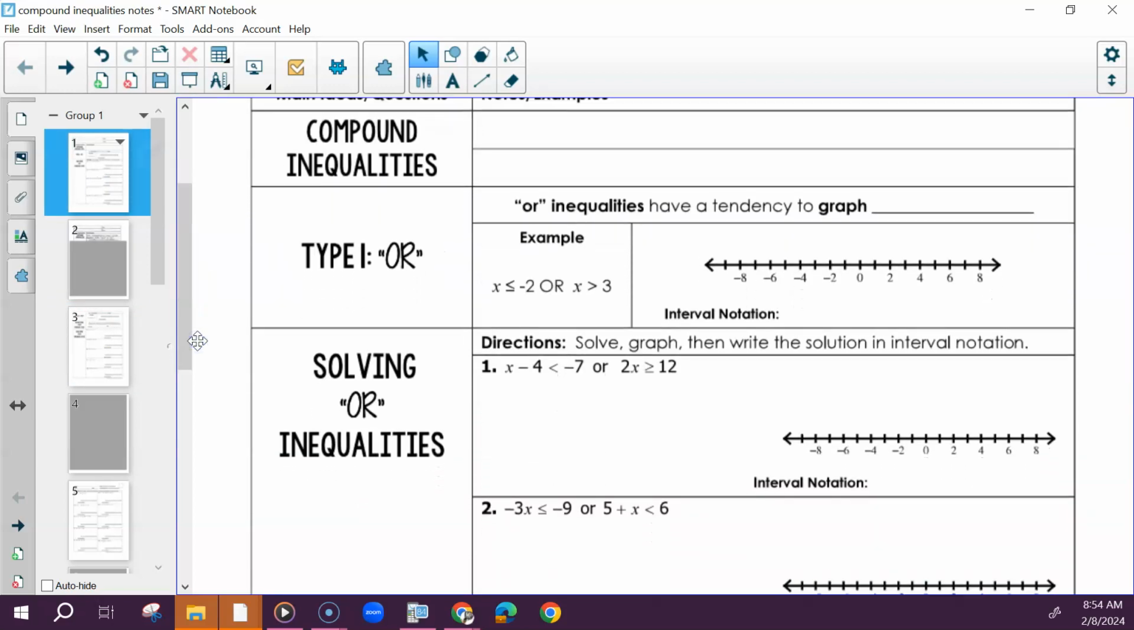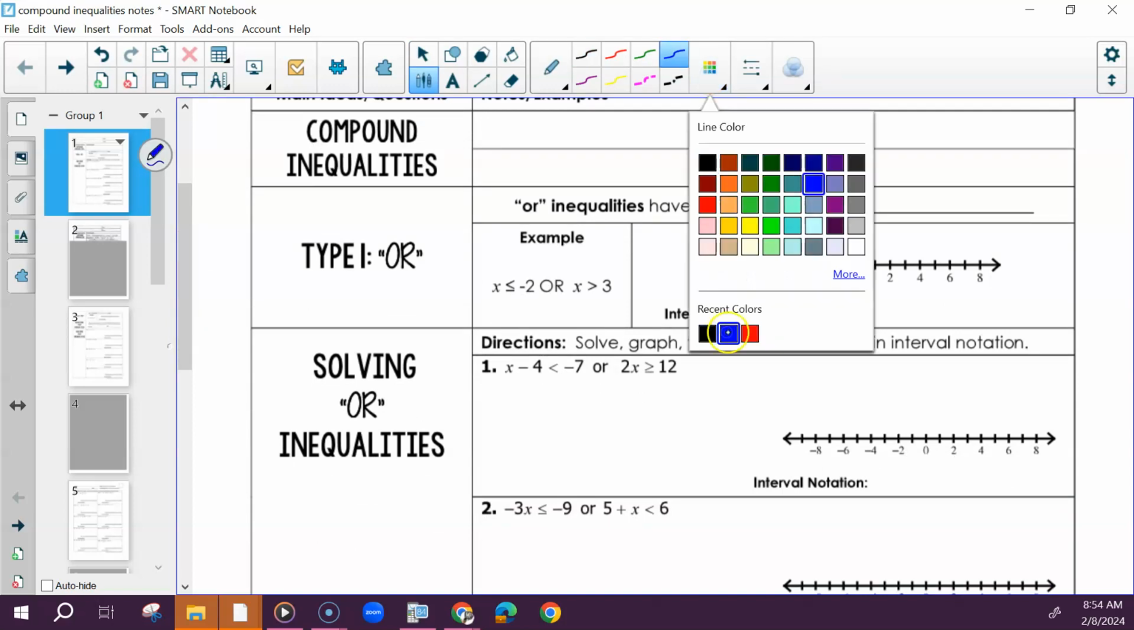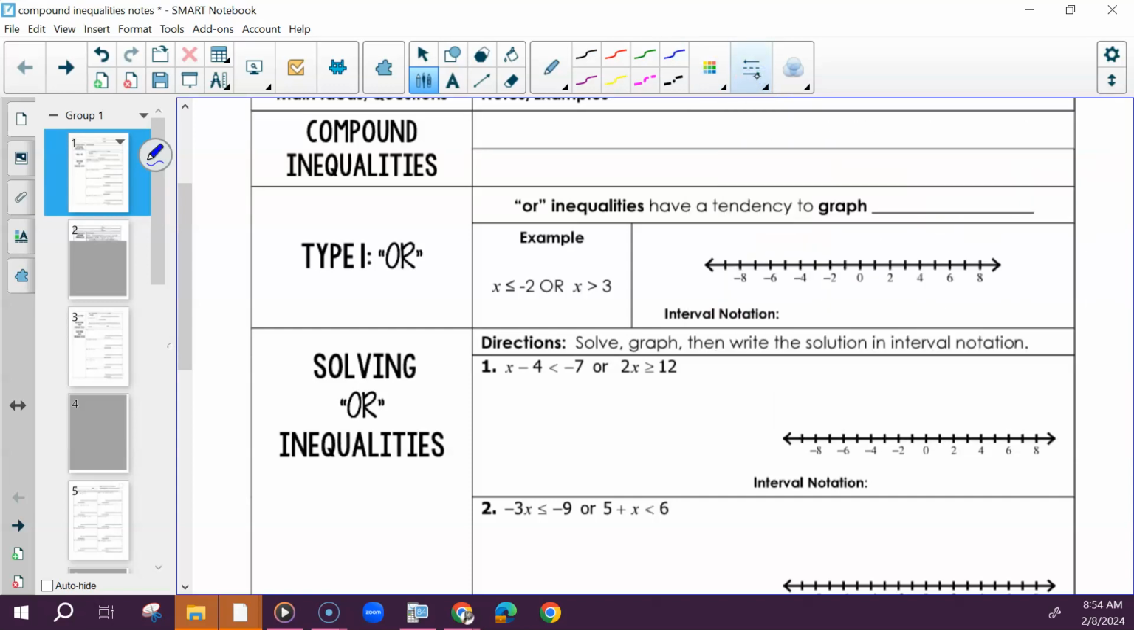Have this example, x is less than or equal to -2, or x is greater than 3. That would be like some answer that you would get at the end. You're going to graph both of those on the same number line, how we just did for just regular ones. So closed at -2, going to the left, and open at 3, going to the right. So you're going to graph them both on the same number line. And when they graph apart, they'll look like they're going to the opposite ends.